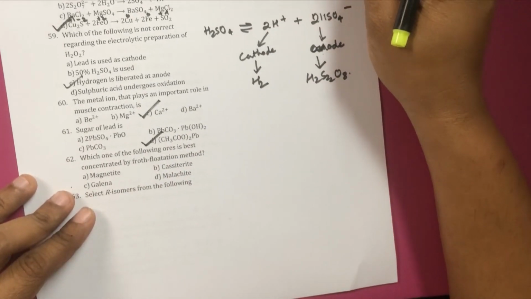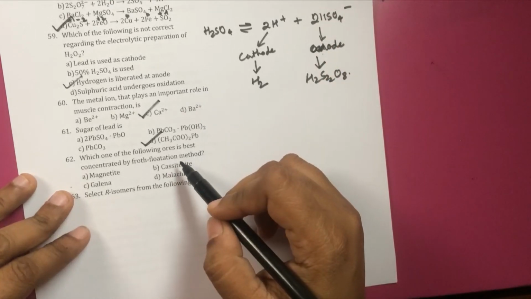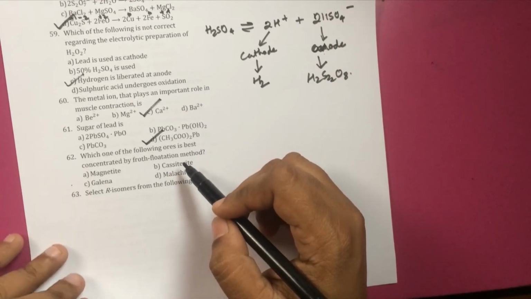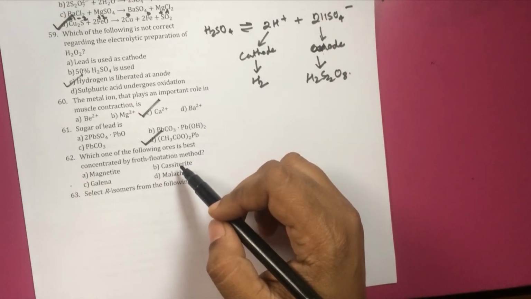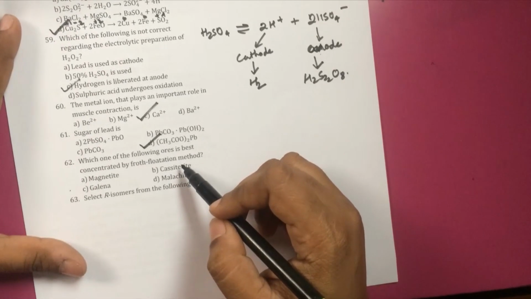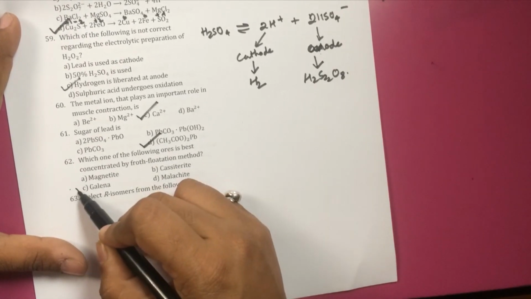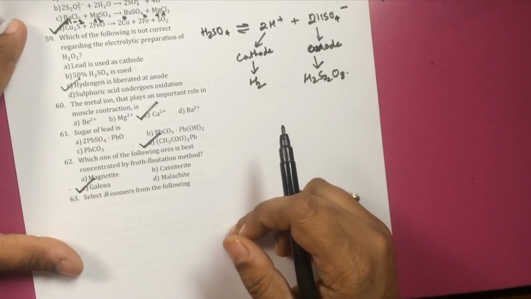Question number 62. Froth flotation. Which of the following ores is best concentrated by froth flotation? The froth flotation method is generally used only for sulfide ores. So out of these, the sulfide ore is galena, therefore option C.